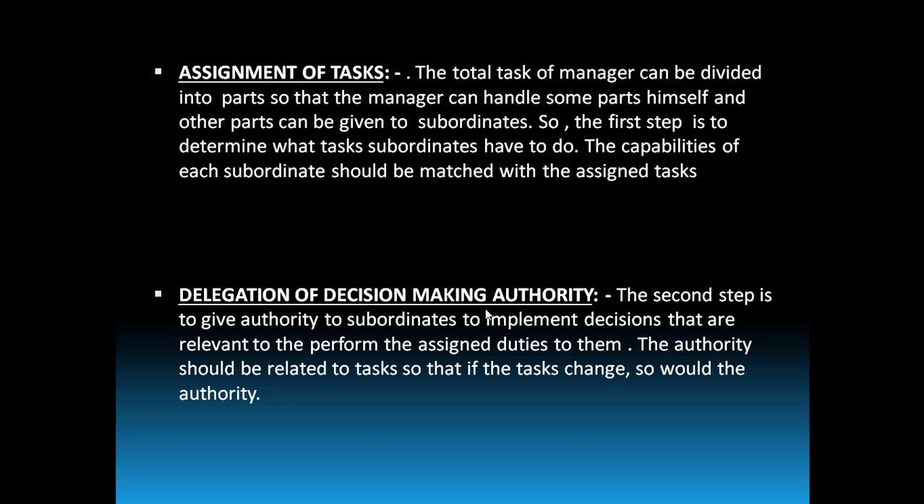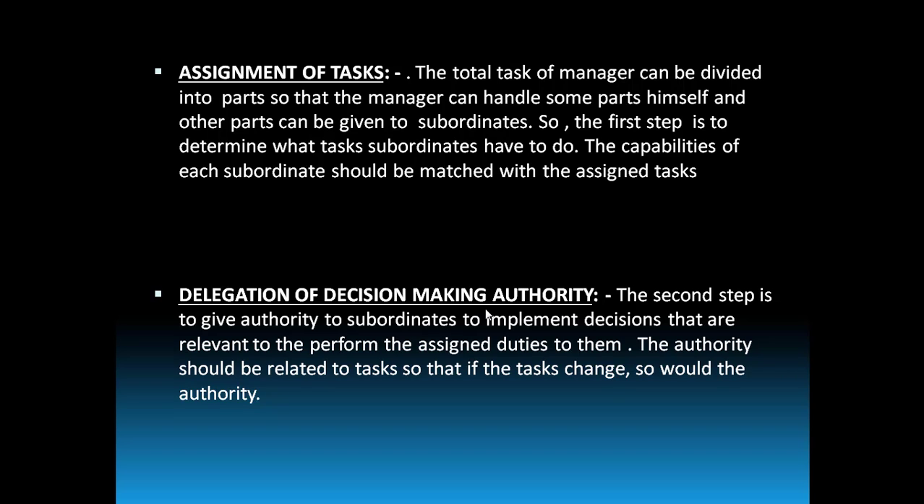Then the next step is delegation of decision making authority. So in the second step, authority is given to the subordinates, which is required to implement the relevant decisions to perform the duties assigned to them. Now, in the first step, we saw that it will be found out which part or how much work will be assigned to the subordinates. Now, it has been decided that 50% of the work will be assigned to the subordinates. Now, the second step is to determine, to perform 50% of the work, how much authority should be given to the subordinate. That is being determined here.